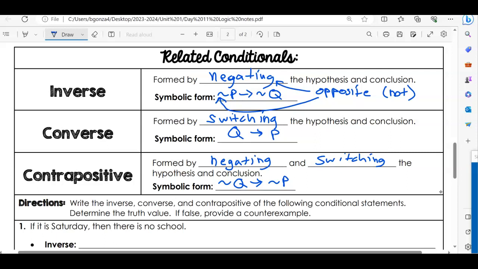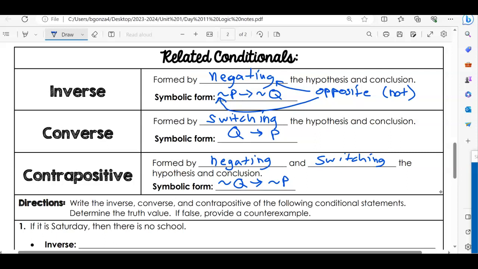The point is, did you converse it? Did you switch it? Okay? I know these rhyme, so I don't want you to get them confused. So does everyone think of Converse as shoes, and tying shoes means you switch the order? Okay? Hopefully.